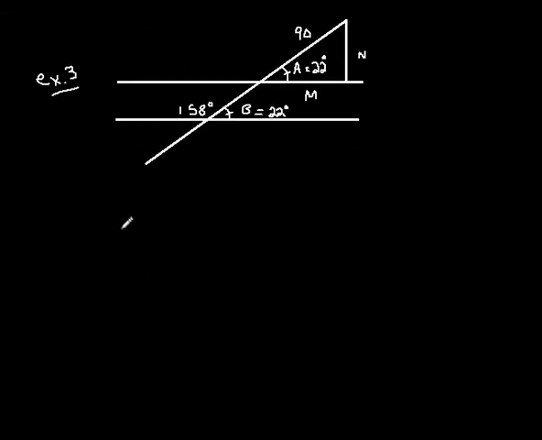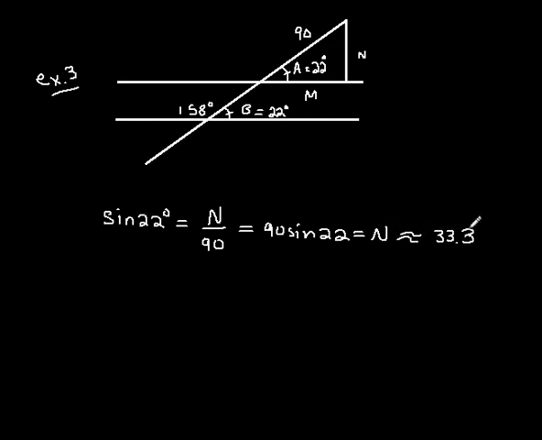So we can say the sine of 22 degrees is opposite over hypotenuse, n over 90. Cross multiply, and we're going to get 90 times sine of 22 equals n, and that's going to come out to be approximately 33.3. That's the side n.